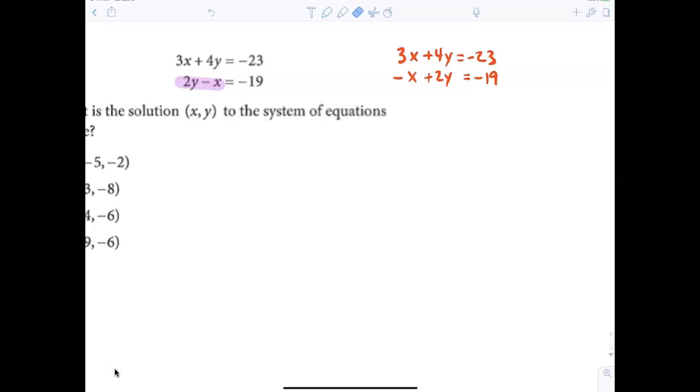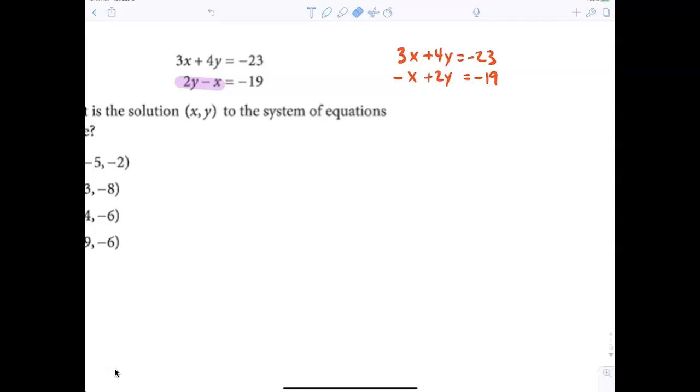How about positive 3? The reason why you want positive 3 is because you want these to cancel, right? Remember that now? So they have to be opposite signs. They have to be opposite signs. So here we go.